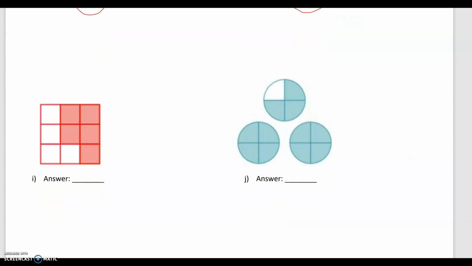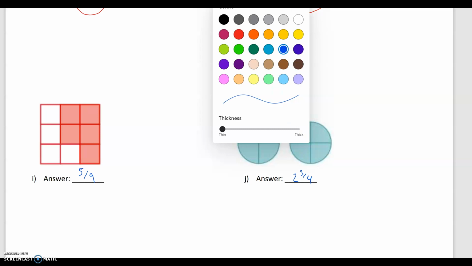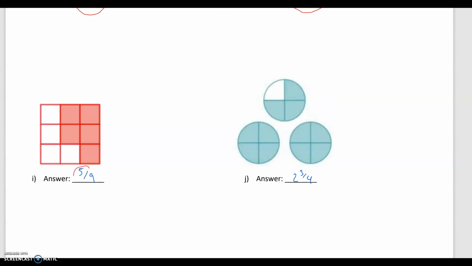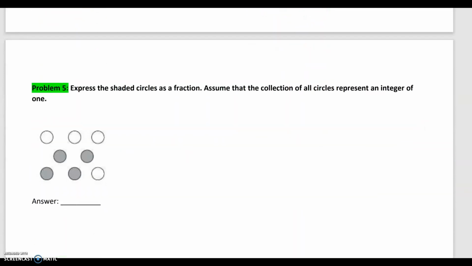Let's take a look at problem I, and I see 9 pieces, but out of these, 5. So 5 out of 9. And then technically, this would be 2. There's 2 integers, and then 3/4. Let's take a look at problem 5.